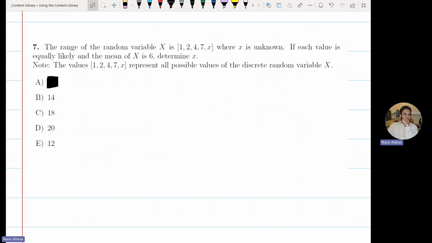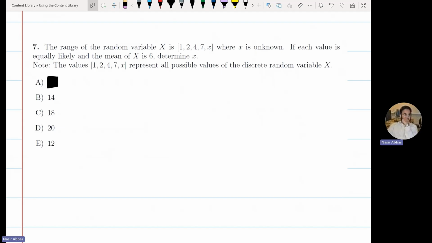B or B plus question. The range of a random variable X is 1, 2, 4, 7, and the last value of X is not given. Each value of X is equally likely. What does that mean, equally likely? They have the same probability. How many values of X are there? 5 values. So each value has what probability? 1 over 5, 1 over 5, 1 over 5, 1 over 5, 1 over 5.